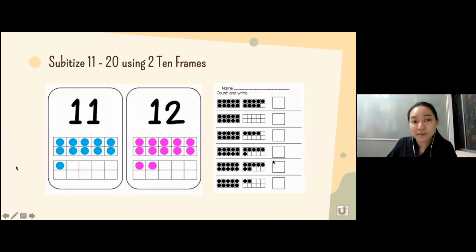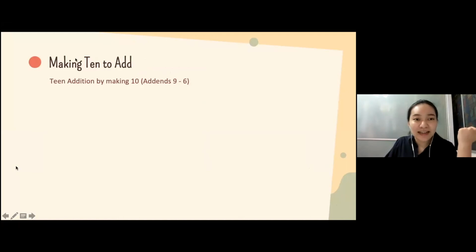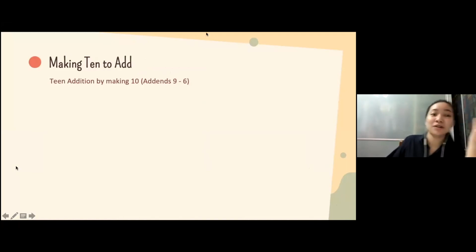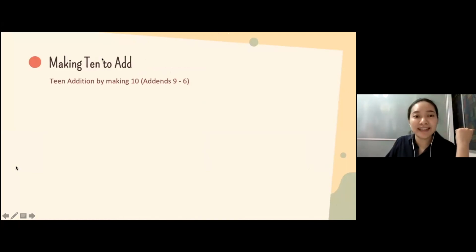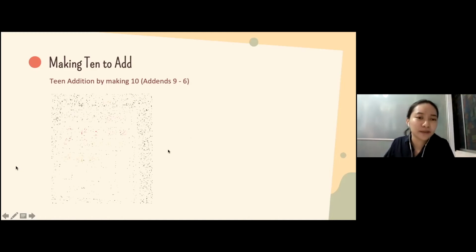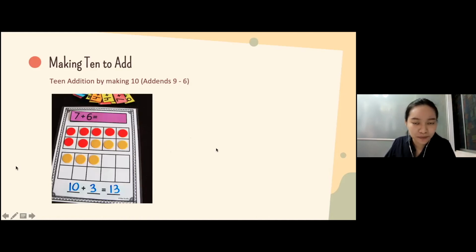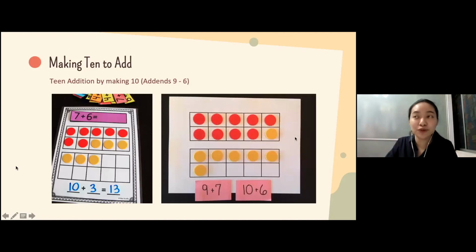So at this point, you don't want them to count one by one anymore, right? You want them, when they see 1 ten and 1 is 11, to answer straight away, quick. Why are we teaching that? Because we want to teach making 10 to add. This is one of the strategies we are using in our school to get them to count quicker. So this is one of the activities. I'm going to show you the strategy and the concept behind it.